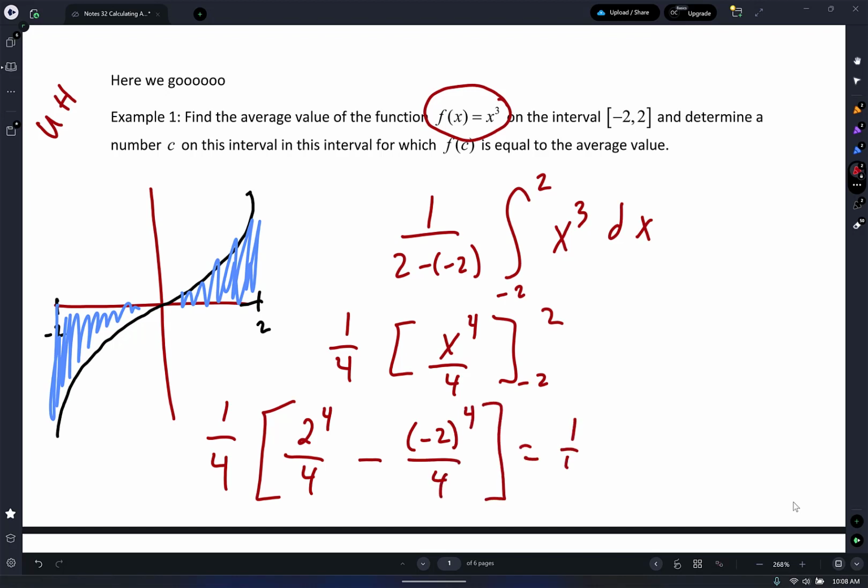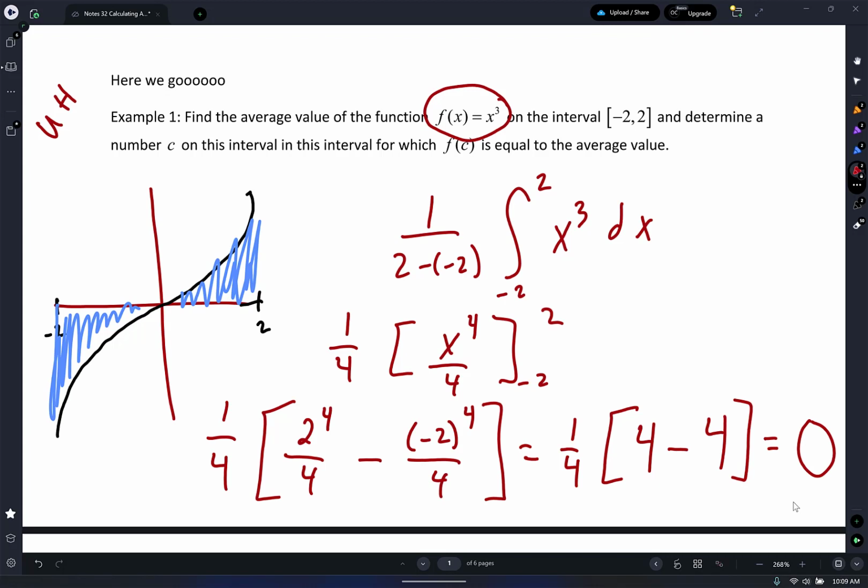Let's see, 1/4. 2 to the 4th: 2 times 2 is 4, 4 times 2 is 8, 8 times 2 is 16. 16 divided by 4 is a 4. Minus -2 to the 4th is again going to be 16, and 16 divided by 4 is a 4. What's 4 minus 4? And 0 times 1/4? Are you shocked that you got 0?